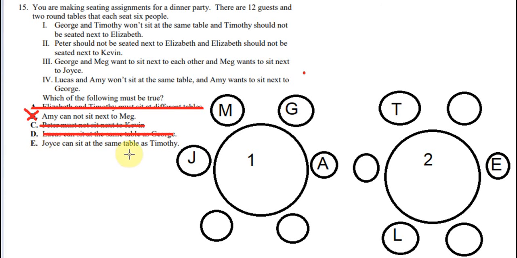George can sit at the same table as Timothy. We know that Timothy is at the second round and George is in this one, so that's why it is not correct. And now we know that B is the correct answer because M is next to G, and A is always next to G too. They sit on opposite sides, so Amy cannot sit next to Matt, and that's why we choose B as the correct answer.